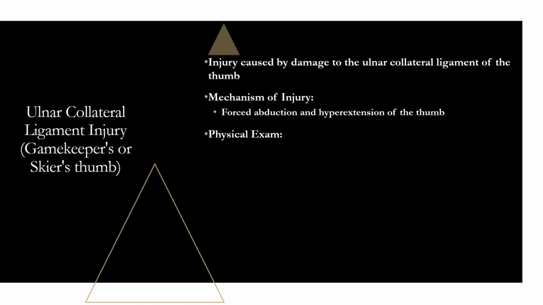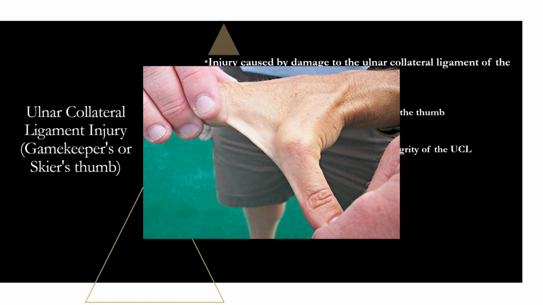Physical exam, you can pretty much confirm an UCL injury with your physical examination combined with appropriate clinical manifestations. So what you're going to do is you're going to do valgus stress testing, which is going to reveal a loss of integrity of the UCL. So the injured thumb will have increased laxity of the MCP joint of the thumb, so it's going to pull much further away compared to the uninjured thumb when valgus stress is applied.